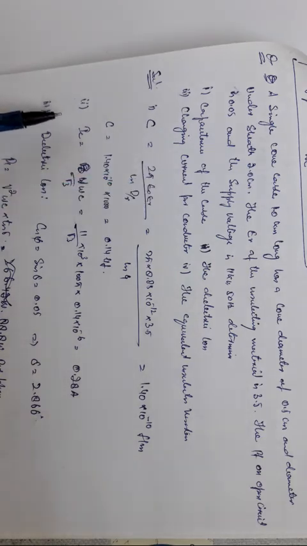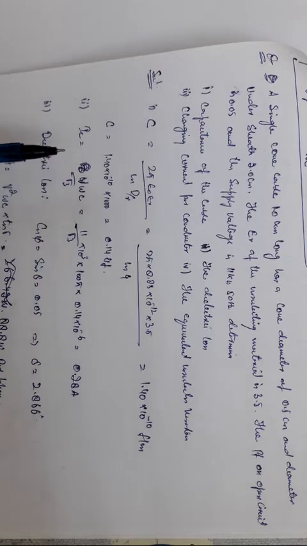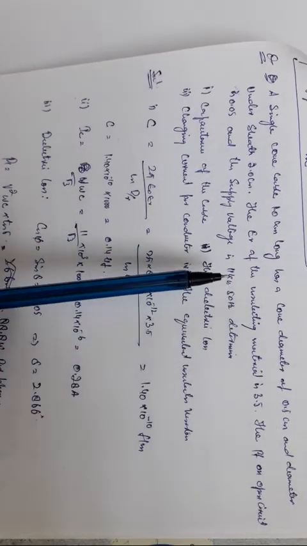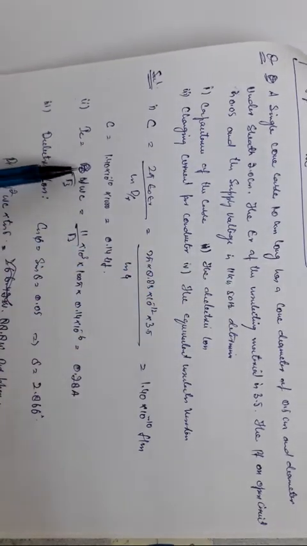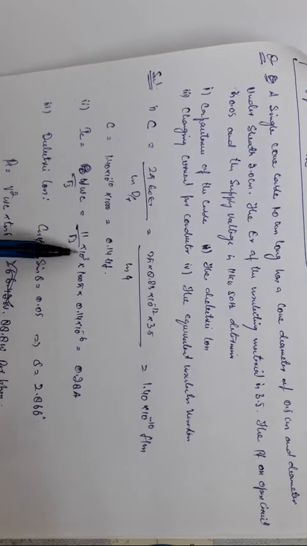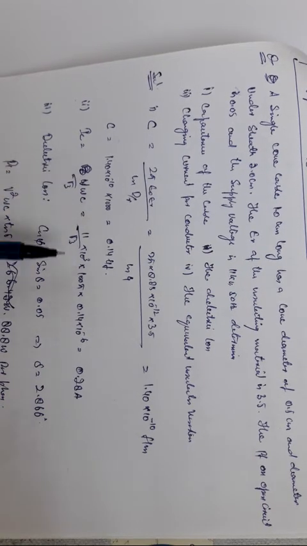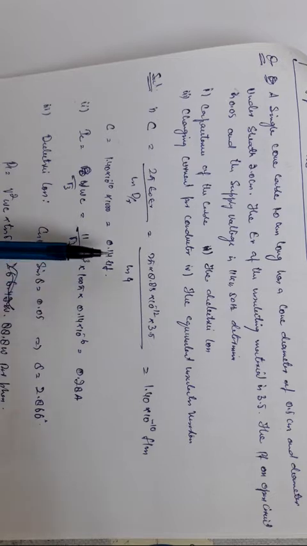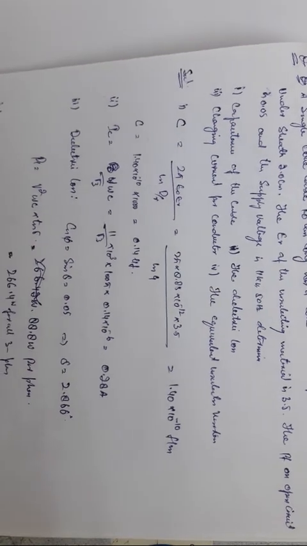Part 2 is the charging current. Charging current will be equal to V into omega C, where V will be the phase voltage. In this case, this 11 kV is the line voltage. So 11 by root 3 into 10 raised to power 3, that is the phase voltage. Omega is 100 pi into this capacitance. It comes out to 0.28 amperes.